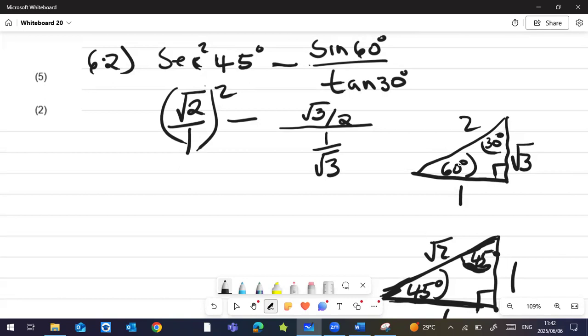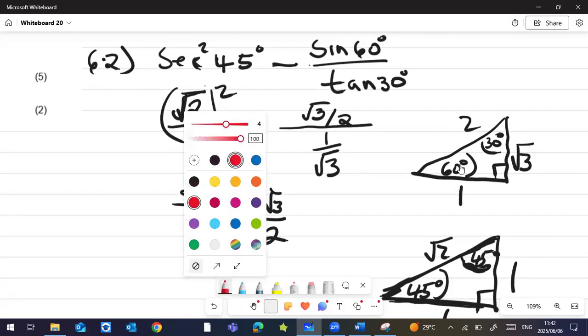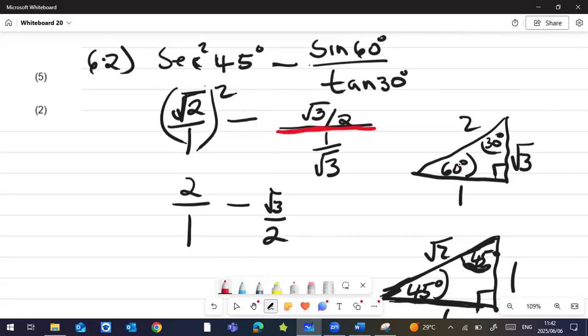Now, moving step by step, if you square root 2, you end up with 2. You square 1, it still becomes 1. Minus, remember we have square root 3 over 2. Change this division line to multiplication. And let's see what will happen there. If you change division to multiplication, that fraction below, 1 over square root 3, you have to reciprocate it, meaning the denominator of this fraction, we will make it our numerator, and numerator becomes the denominator.